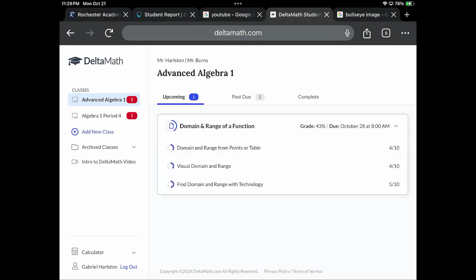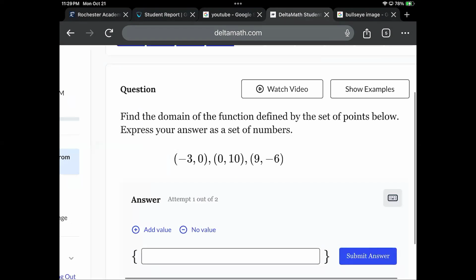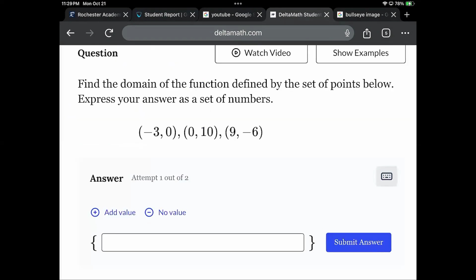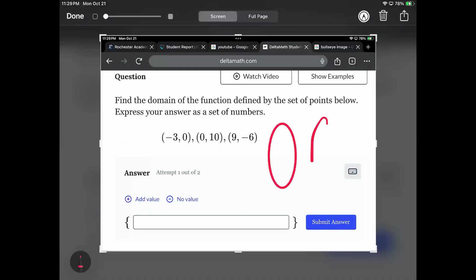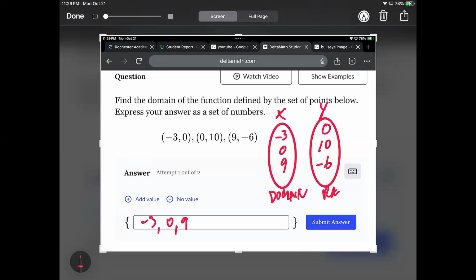All right. So the very first ones that you're going to see, basically, they just give you a bunch of coordinates and they want you to find, in this case, the domain. So I'm going to do something real quick here just to show you how I would do this, at least initially. Let me draw. So I'm going to make a bubble here. I'm going to make a bubble here. All you're going to do is put the x values in here. So you have a -3, 0, 9, and then the y values are 0, 10, and a -6. So this is the domain. This is the range. That's it. So you're just going to put a -3, 0, 9.